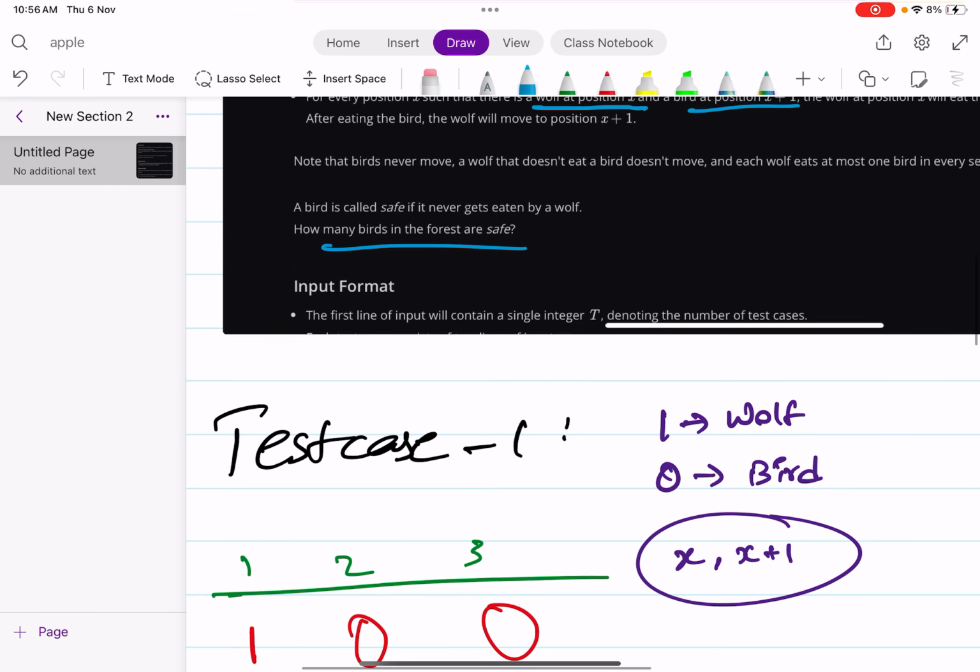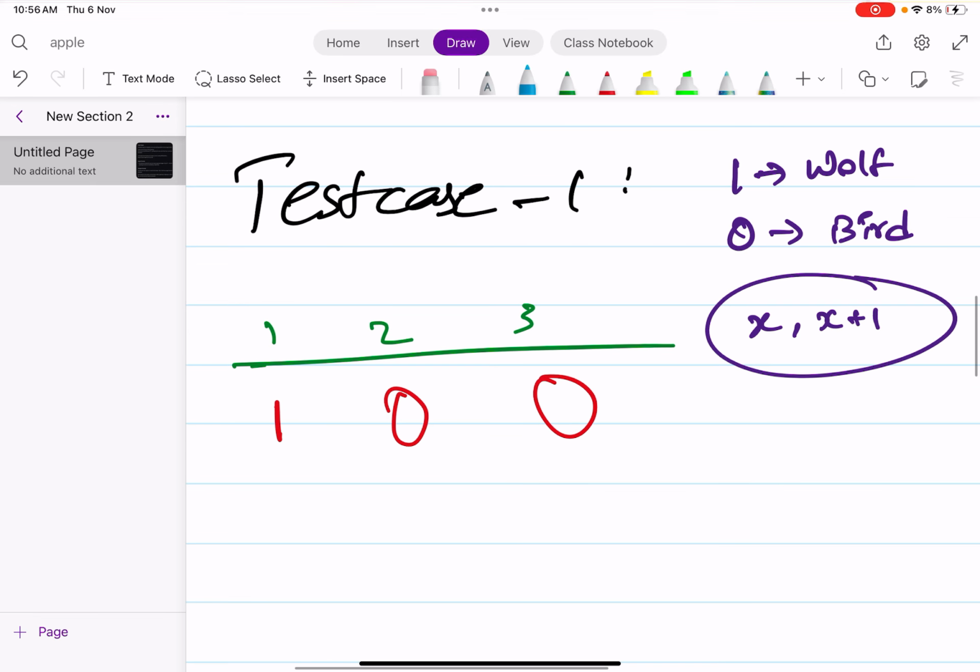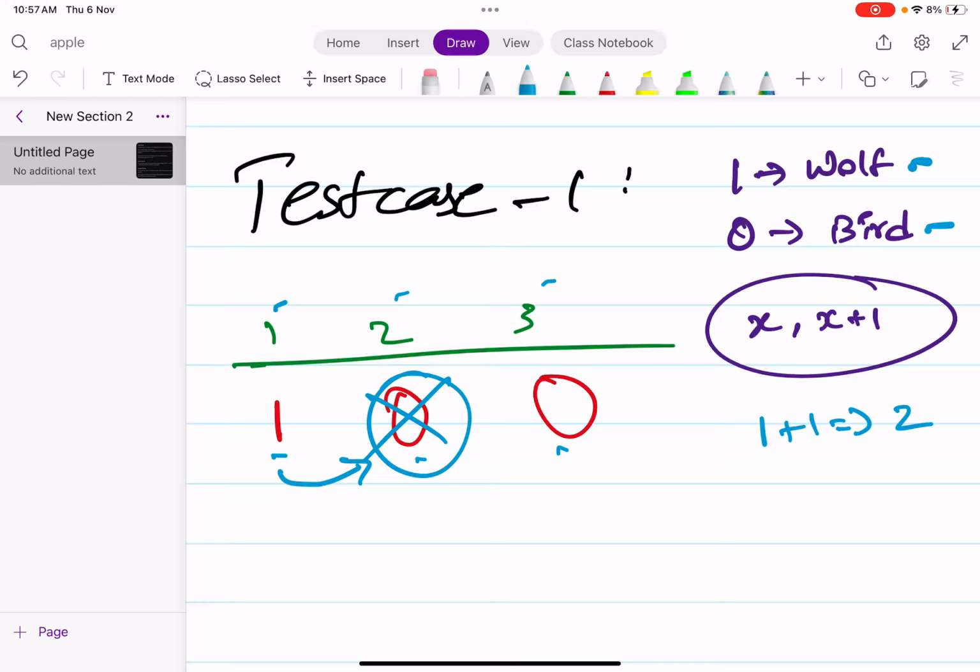Let's see some test cases to understand the question better. In this, we are given 3 indexes 1, 2, 3, as the indexing starts from 1. The string given to us is 100. 1 depicts the wolf and 0 depicts the bird. In this case, the wolf is present at index 1. So the bird which it can eat is directly adjacent to the right of it, that is 1 plus 1, which is 2. So this wolf can eat the bird present at position 2. Do we have a bird here? Yes, we do. So it eats it and captures the index 2.